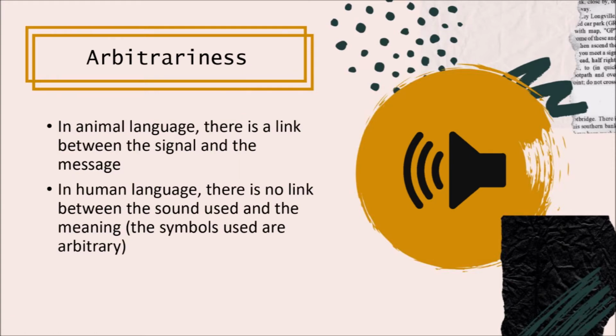There is often a recognizable link between the actual sign and the message an animal wishes to convey. An animal who wishes to warn off an opponent may simulate an attacking attitude. In human language, the reverse is true. In the great majority of cases, there is no link whatsoever between the signal and the message. The symbols used are arbitrary.